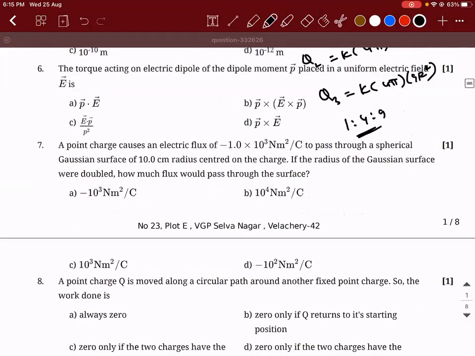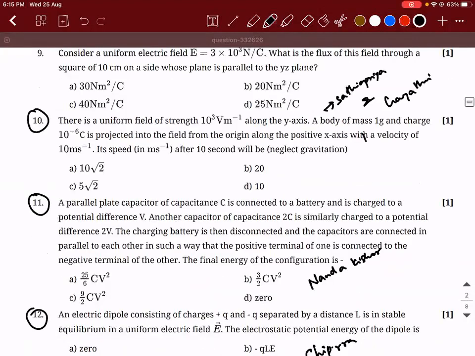Okay. Next. So 10th one. There is a uniform field of strength 10 power 3 volt per meter along the y-axis. So electric field is equal to 10 power 3 j cap. They didn't say positive or negative. Okay, I'm taking it as positive. A body of mass 1 gram and charge 10 power minus 6 is projected into the field from the origin along the positive x-axis with a velocity of 10 meter per second. Its speed after 10 seconds will be.